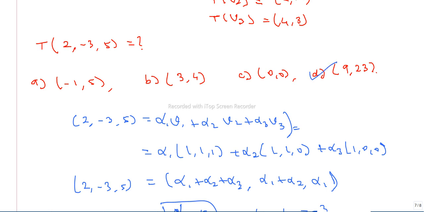Okay, so they will ask this type of question. They define it only for basis elements, and then they ask for any general element. So first you have to write the general element as a linear combination of the basis elements, and then you can find it.